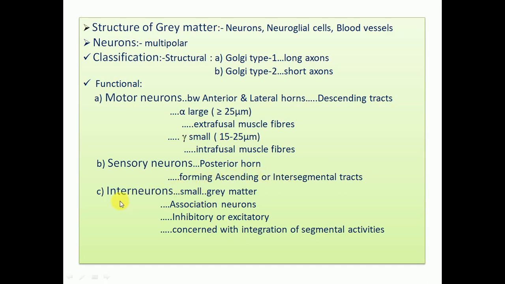Now the third type is the interneurons. They are the smaller ones, and they are present within the grey matter. They are also called association neurons because they connect the neurons of the anterior and posterior horns. They are excitatory or inhibitory in nature, and they are mainly concerned with the integration of segmental activities. So this is about the classification of the neurons of the grey matter.